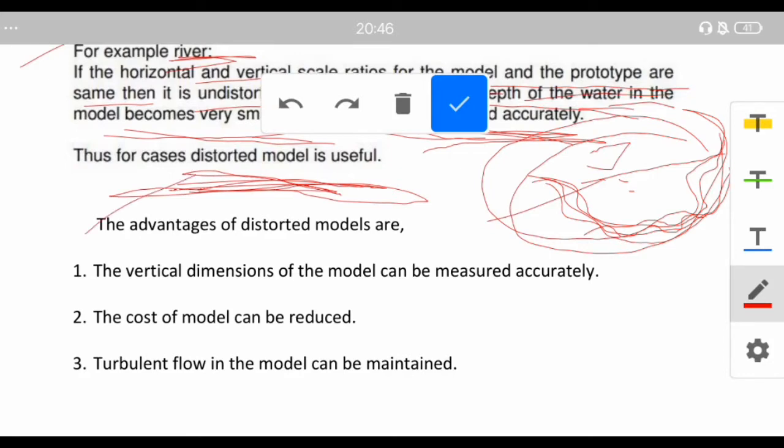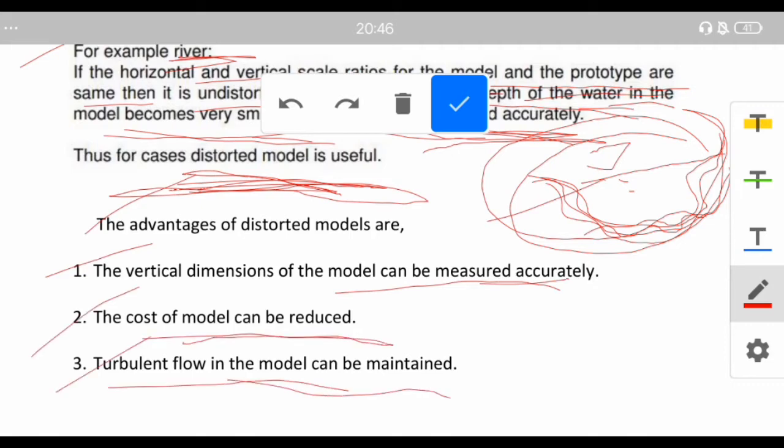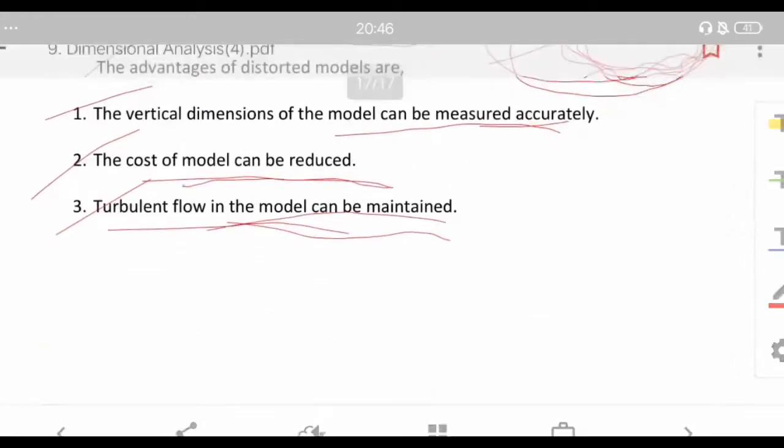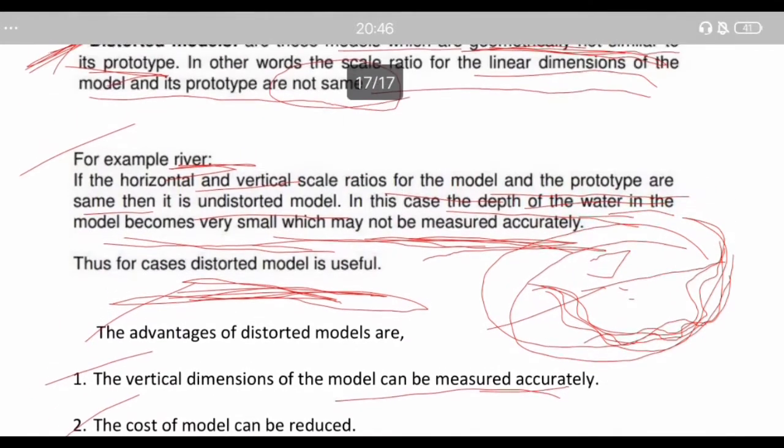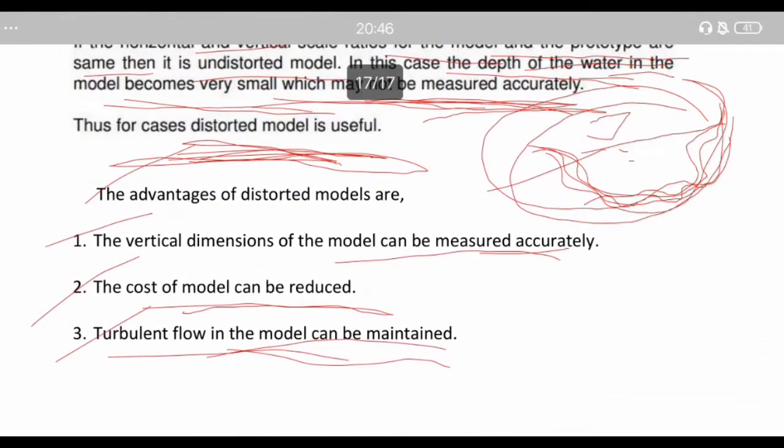The advantages of distorted models are: the vertical dimension of the model can be measured accurately, the cost of the model can be reduced, and finally the turbulent flow of the model can be maintained. So these are 3 advantages of the distorted models. Let us now start solving some numericals related to models and prototypes.